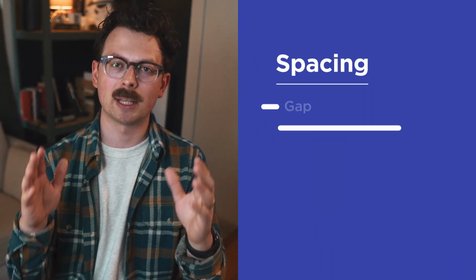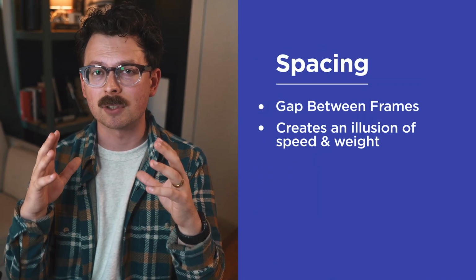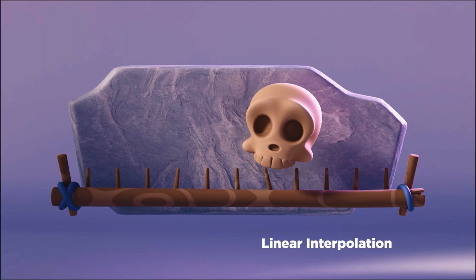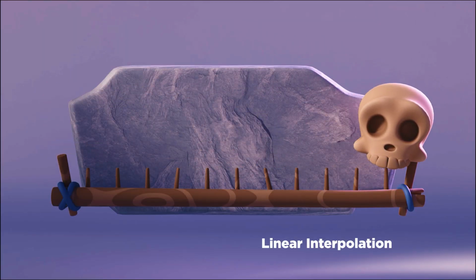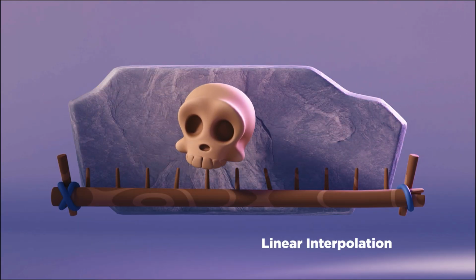Our first principle is spacing. Spacing is a term that refers to the gaps in between frames that creates the illusion of speed or weight. Take a look at this friendly caveman skull and notice how each frame is equally spaced out, represented by twigs. This spacing is called linear interpolation and provides no real information about the object's weight, speed, or mood.